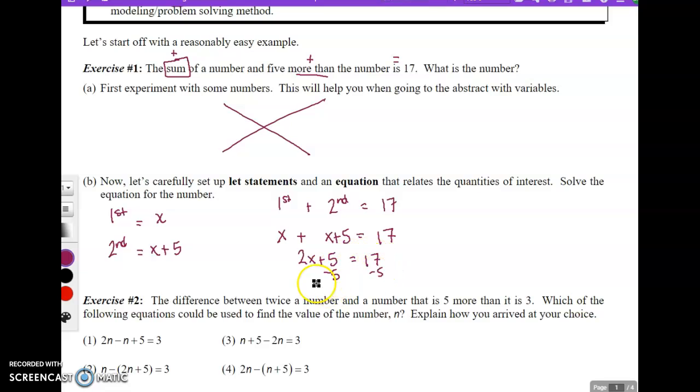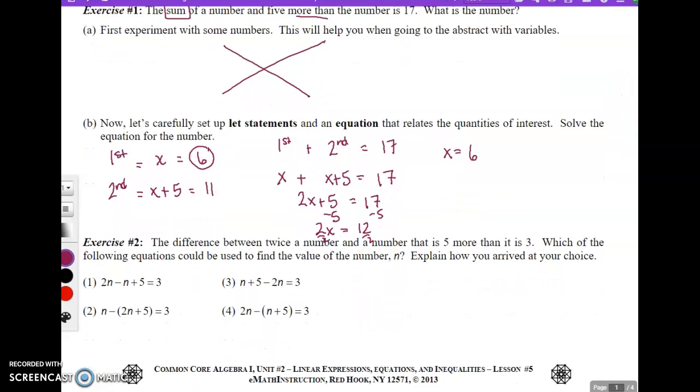Subtract the 5. And you get 2x equals 12, and then divide by 2. And you get x equals 6. Okay, so the number is going to be 6. Now to check for reasonableness here, the second number would be 6 plus 5, which is 11. They want to know what the number was, so it's 6. The other number is going to be 11. Do they add up to 17? Yep. 6 plus 11 does equal 17. So there we go.